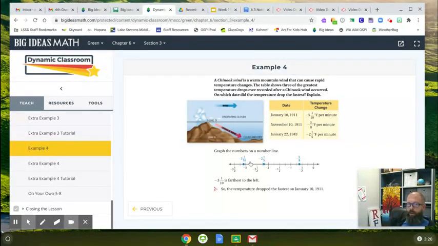It dropped the most in 1 minute. This is the greatest distance from 0. So this is not the greatest number, but this question is a little bit different. It wants to know which one dropped the fastest.